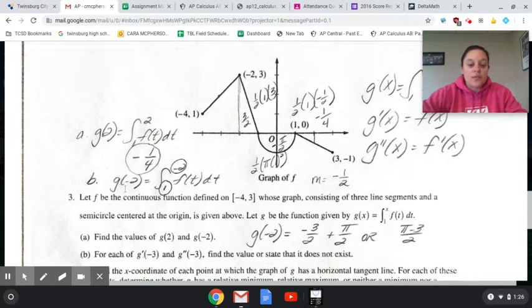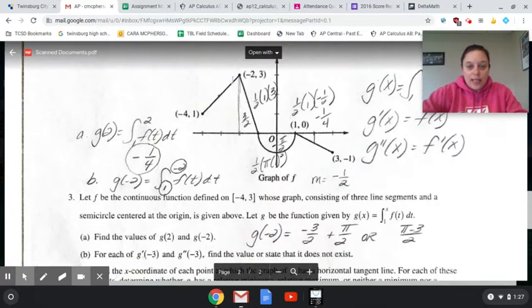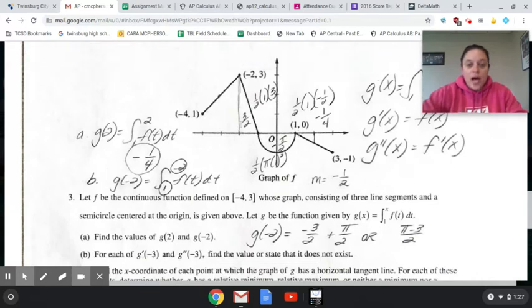For g of negative 2, now you have an integral from 1 to negative 2. First thing you'll notice is your boundaries have been flip-flopped because your higher boundary should be on top and it's the opposite. So whatever I get, I need to negate it. Going from negative 2, I drew a line here to show where negative 2 was, and to 1 would be the end of the semicircle. I have a triangle here, 1/2 base times height. My work's over here. So 1/2 base of 1, height of 3 gives me an area of 3/2.